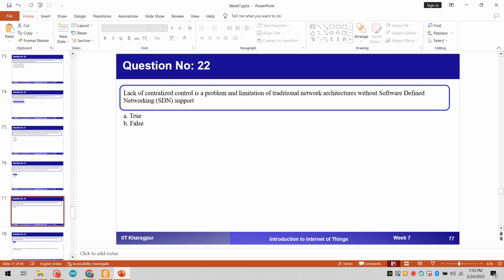Next question is, lack of a centralized controller is a problem and limitation of traditional network architecture without SDN support. This statement is true or false? True. Okay, anyone else?